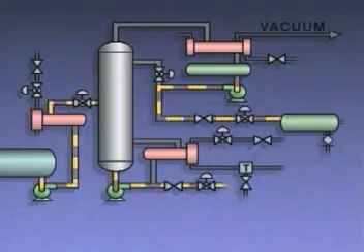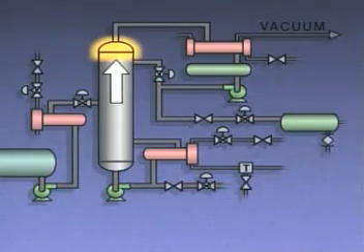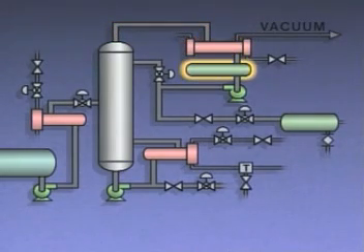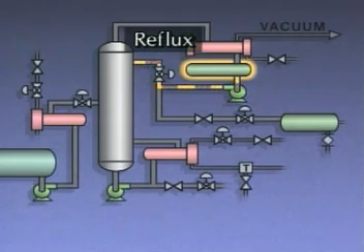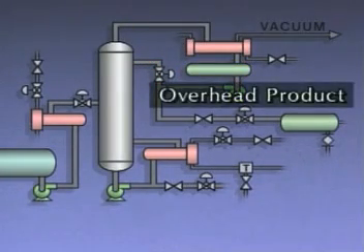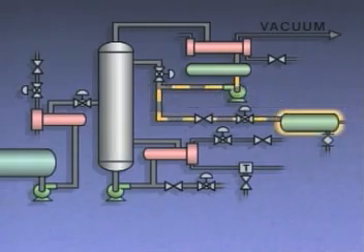The lighter, lower boiling component of the feed mixture rises to the top of the column as a vapor. It's routed to a condenser, where it's cooled and turned back into a liquid. The condensed liquid collects in a tank called a receiver. Part of the liquid, known as reflux, is pumped back to the top of the column. The liquid that's been distilled enough to meet specifications is called overhead product. It's pumped to an overhead product storage tank.